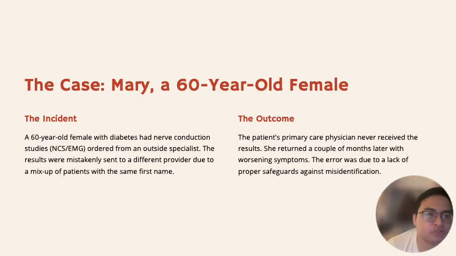So this case is of Mary, a 60-year-old female who came to the outpatient clinic with numbness and tingling of the lower extremities, along with painless ulcers in the bottom of her feet for 6 months. She has a history of diabetes for 10 years, for which she's using insulin regularly. Upon physical examination, muscle tone, bulk, strength, and deep tendon reflexes are normal bilaterally throughout.